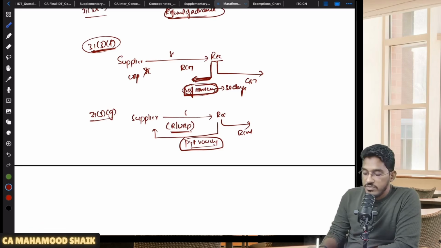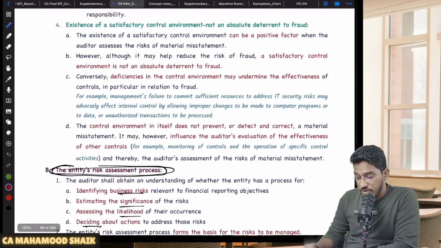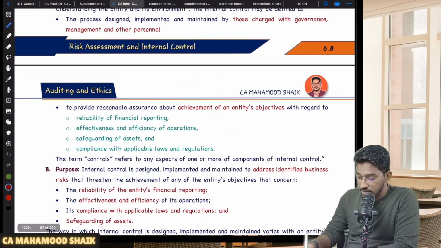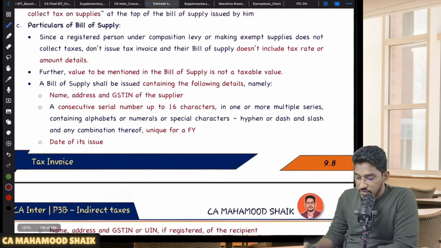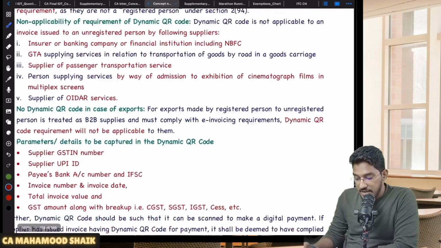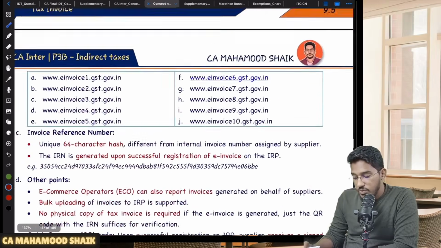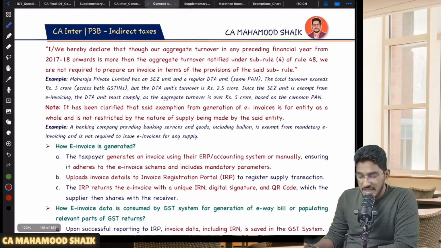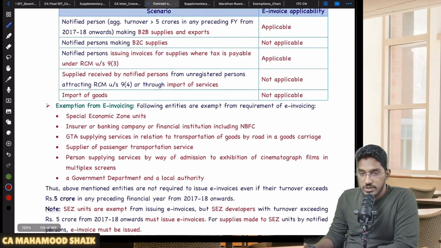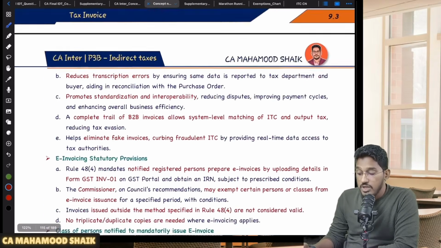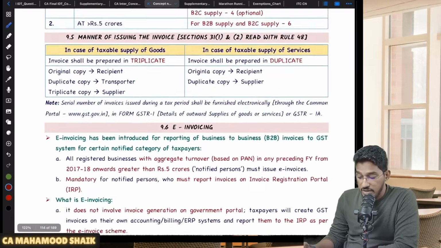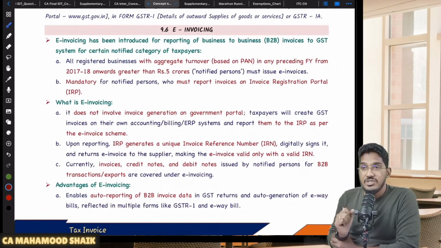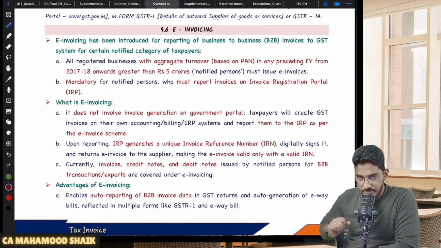And one more concept which we are required to cover as a part of tax invoices, one more favorite area for the examiner, is e-invoicing. So what is e-invoicing? The government has identified a few big suppliers, and when these suppliers are making B2B supplies, it will not be enough to just generate the invoice on your accounting software. You have to go to the e-invoice portal. They have given some e-invoicing portals, and you have to go to that portal and generate something called an e-invoice.